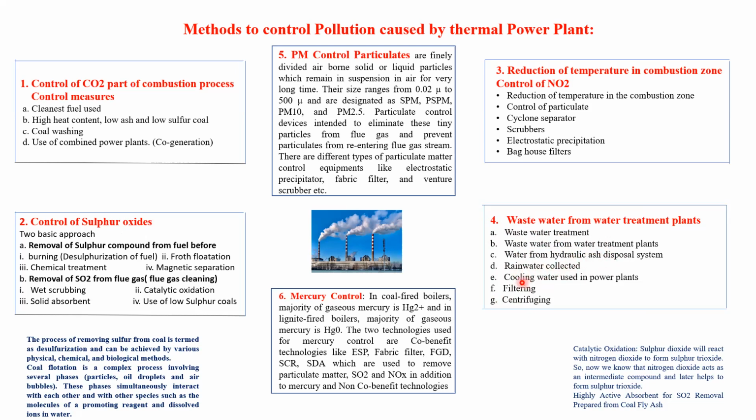Rainwater collection, and cooling water used in power plants, can also be recirculated in the power plant, so that the cooling water requirement will be reduced. Filtering and centrifuging. Centrifuging means stirring action. By means of stirring action, the sludge, or the heavy particles, fall around the walls of the centrifuge, and the water droplets can be taken from the bottom for reuse. Okay, so these are what is the catalytic oxidation, and all these things.